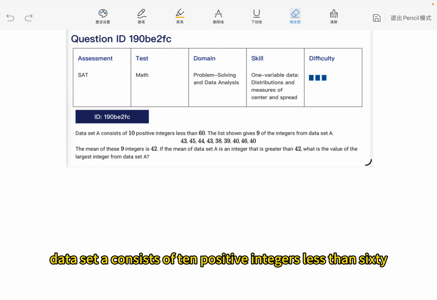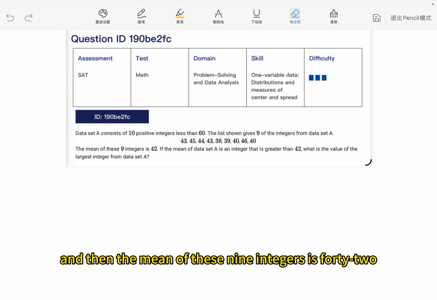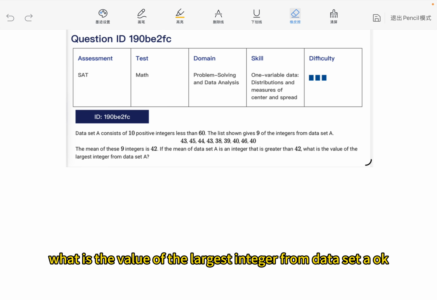Dataset A consists of 10 positive integers less than 60. The list shown gives 9 of the integers from dataset A. And then the mean of these 9 integers is 42. If the mean of the dataset A is an integer that is greater than 42, what is the value of the largest integer from dataset A?